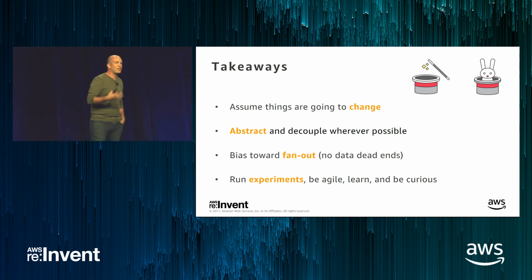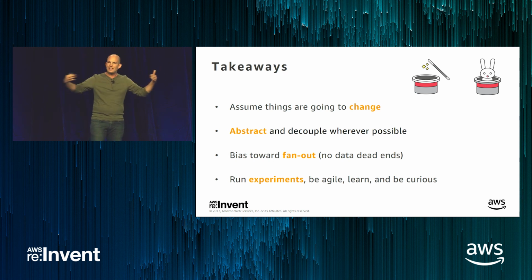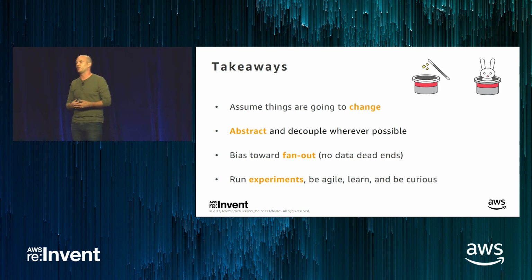Secondly, abstract and decouple wherever possible. Think really hard about if this service over here needs to actually know this one exists. Do they need that direct dependency? Or can you have some pub sub in between, like SNS? Can you decouple with Kinesis? Can you throw an API gateway in the middle and abstract the two from each other? Right? Think really hard about what direct dependencies you need to have.